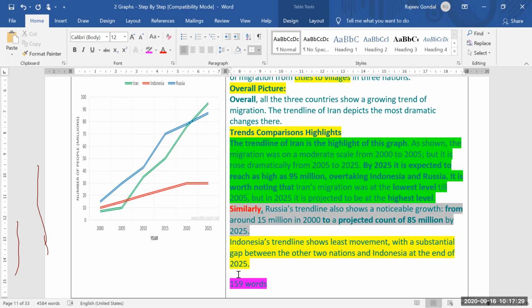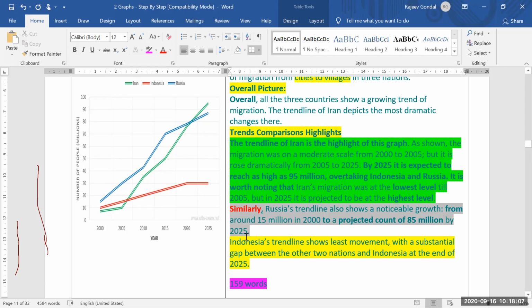Although it is not required. My suggestion here is that you should use the minimum number of words, because the more you write, the more errors you commit. So why give a chance to get our marks deducted? So basically, try to be as precise as possible, as shown here. You are not supposed to talk about numbers to a great extent. You're just supposed to talk about the highlights. Identify which trend line is the most important trend line here. Like, for example, in this case, Iran was the most important one, so we wrote a big paragraph.